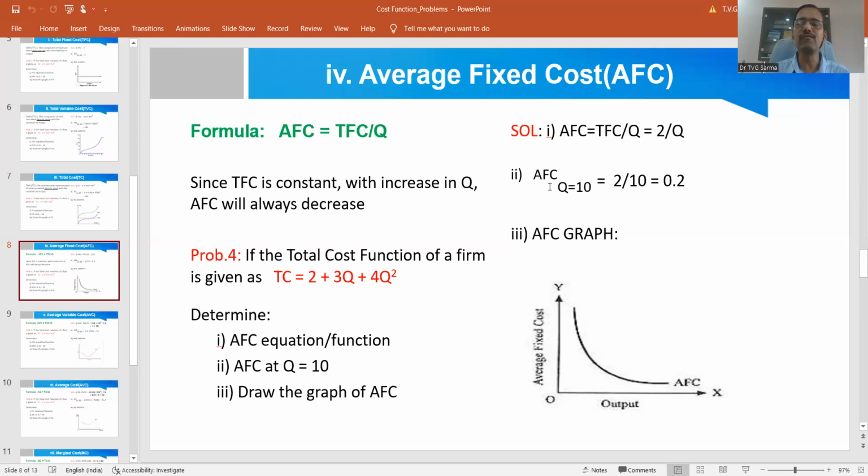And to find the average fixed cost at Q = 10, directly substitute Q = 10 wherever Q is there. So I get it as 0.2. And if I want to draw the graph of average fixed cost, you see the numerator is constant, only the denominator goes on increasing. So the fraction becomes smaller and smaller and smaller. So the graph is always falling down. The graph is always declining like this. So this is the nature and formula of the average fixed cost.